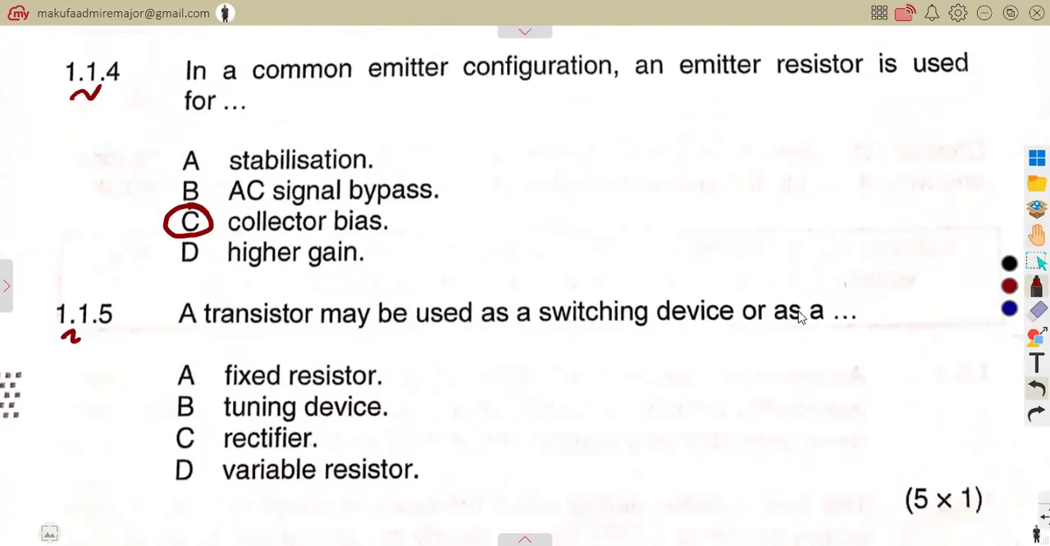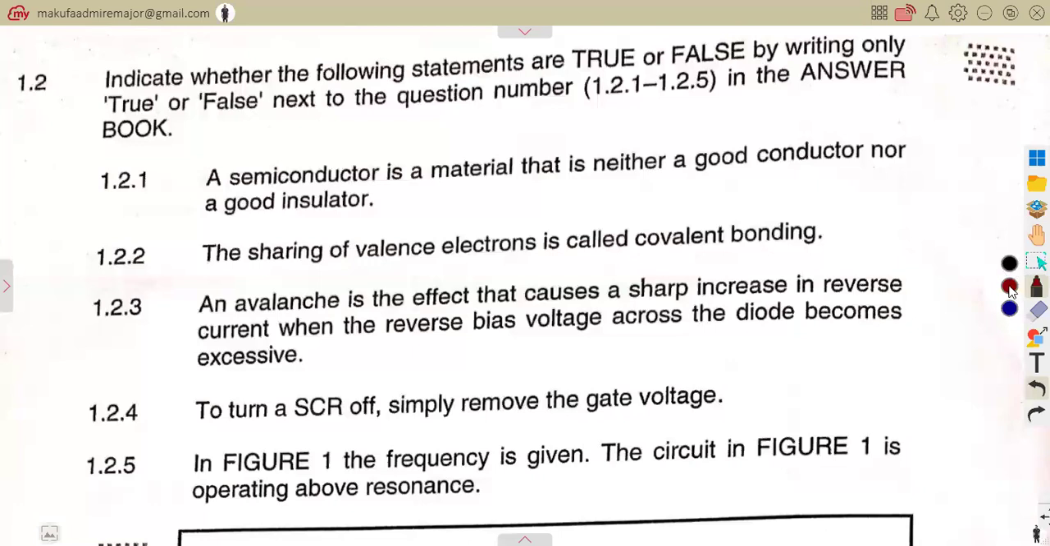Transistors may be used as switching devices or as a fixed resistor. No, this is not a rectifier. No, they can be a variable resistor. Transistors can be used as a variable resistor. We can have that rectifier? No, for a rectifier we are having a diode there, and it cannot be a fixed resistor. So the best answer there was going to be the D. Okay, so this is the applications of a transistor.